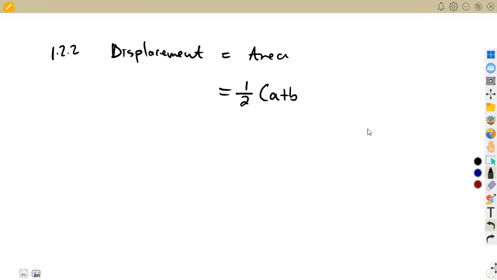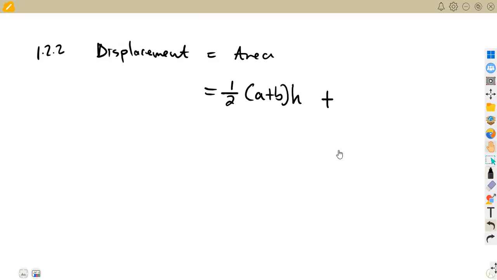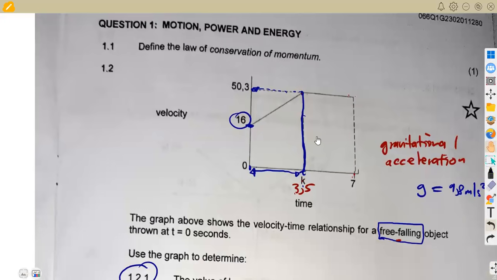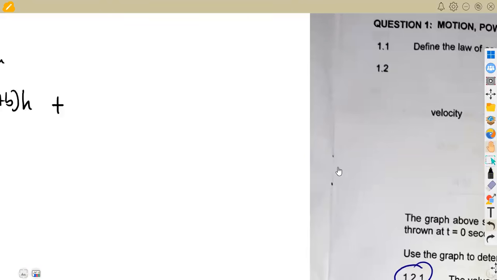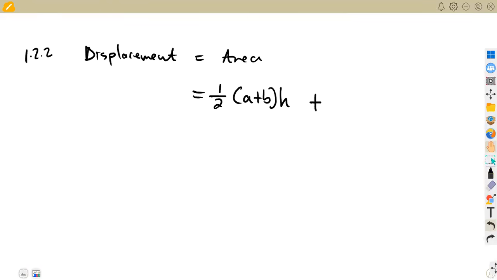All right, so you're saying 1.22, the displacement is equivalent to area. So the displacement is equivalent to the area under the graph. So the area under the graph, we've got the area of a trapezium. Area of a trapezium is half sum of the parallel sides, that is half of A plus B times the perpendicular height. Then we also saw that we are going to remain here with a rectangle, and the area of a rectangle is length times breadth, or length times width. It's one and the same thing.